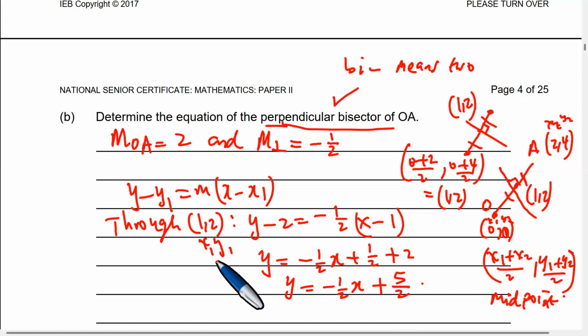So which means that now we know the gradient of the perpendicular, which is minus 1/2. But the perpendicular bisector passes through (1, 2), from which we're able to get x1 and y1. We put y1 here, which is 2, minus 1/2 times (x minus x1, which is 1). So it's minus a half x plus half plus 2. So y is equal to minus a half x plus half plus 2, which is 5/2.